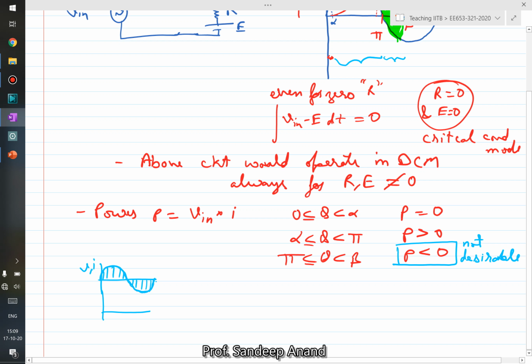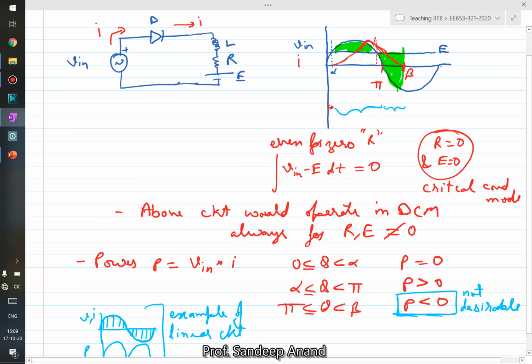If you plot instantaneous power, it would always be positive, right? And if you do not have unity power factor, then the instantaneous power becomes negative, which is not desirable. So essentially, we would not like power to flow back. So this was an example of a linear circuit. Ours is a non-linear circuit, obviously, but here also we would like to maintain that power should not flow back. So this is, I would say, one of the limitations of this circuit. Now how do we take care of this problem?